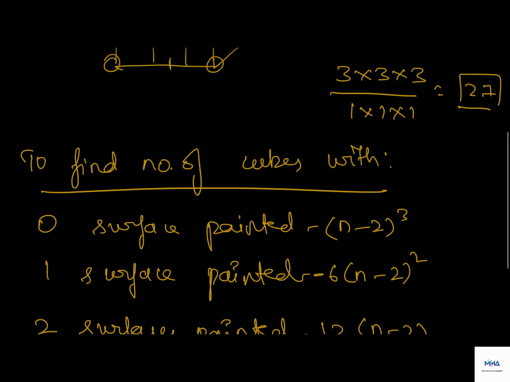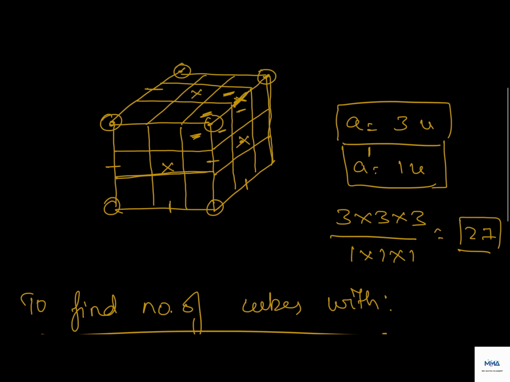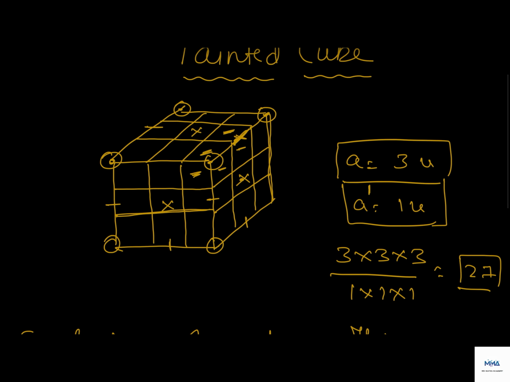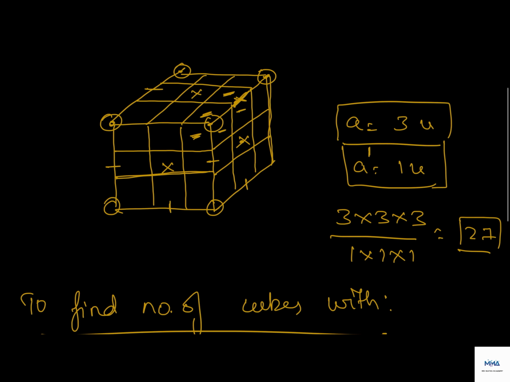So in the above case, we have the side of the big cube as 3 units and the side of the smaller cube as 1 unit. Here, in order to find n, you divide a by a dash, which is the side of the larger cube by the side of the smaller cube. So you get n equal to 3.